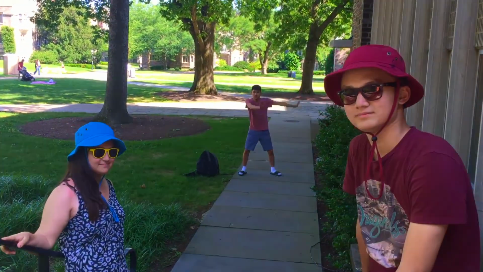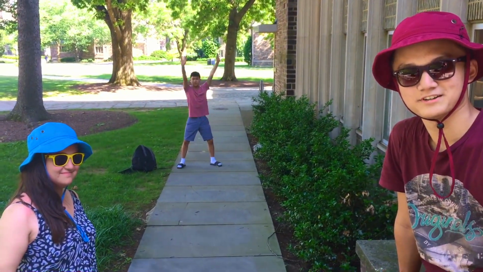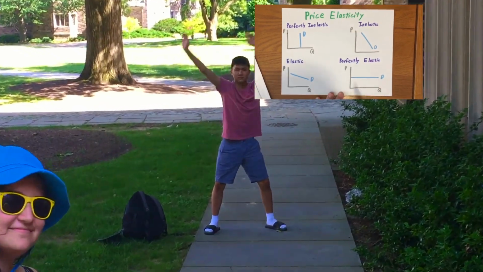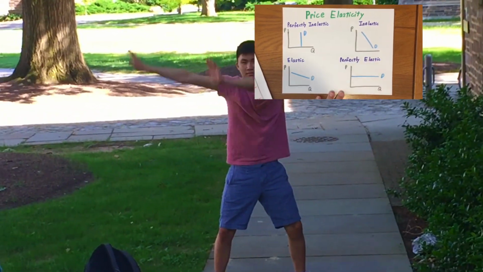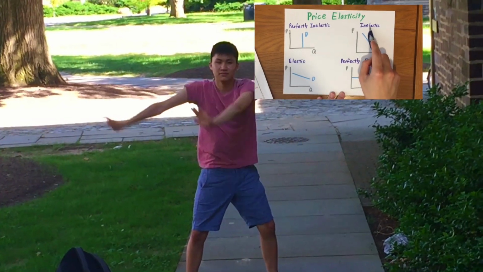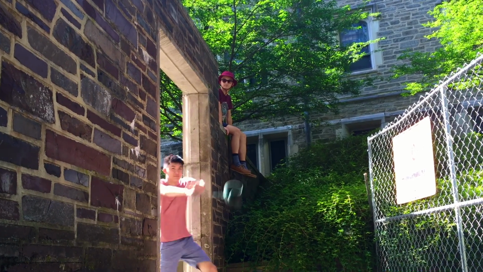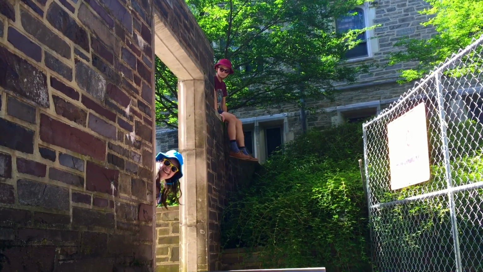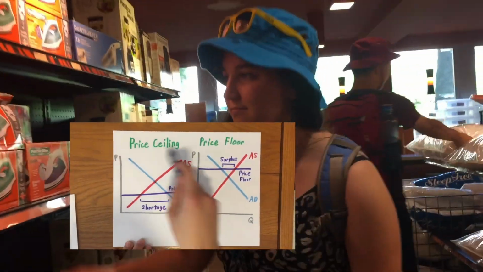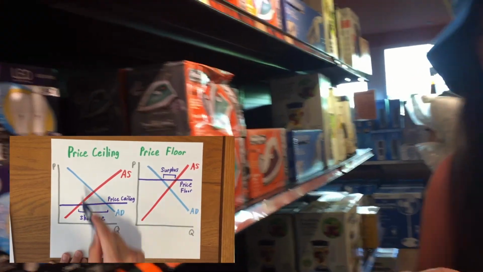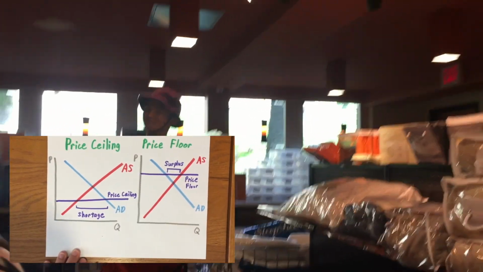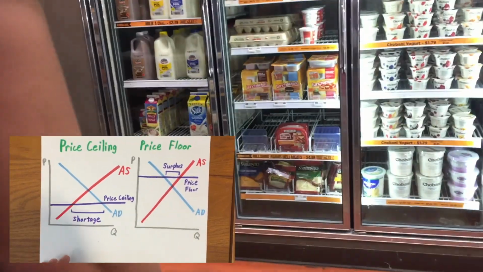Quantity demanded changes with the change in price. This is measured by price elasticity. Elastic demand means demand changes quick with price. Inelastic demand means demand changes slow with price. Price ceilings and floors are government intervention. Price ceilings are max prices for goods and services. This increases quantity demanded, causing shortages. Price floors are min prices and they cause surplus.